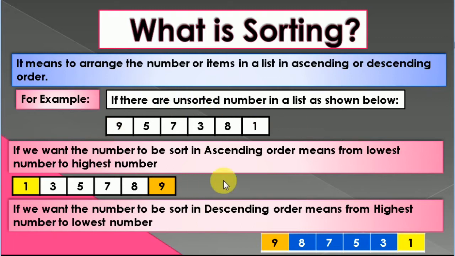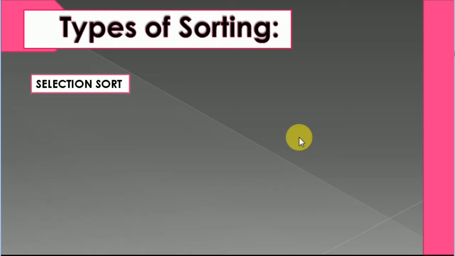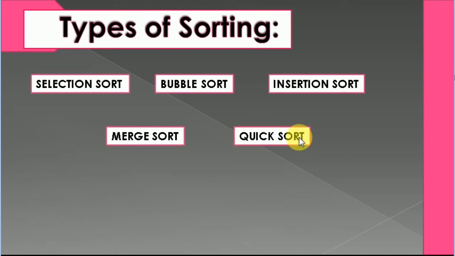So we are going to discuss a few sortings. Let us first understand the types of sortings. There are many types of sorting like selection sort, bubble sort, insertion sort, merge sort, quick sort. But in this tutorial we are going to discuss only these three: selection, bubble and insertion sort. In the start, we are going to discuss this one, that is bubble sort.